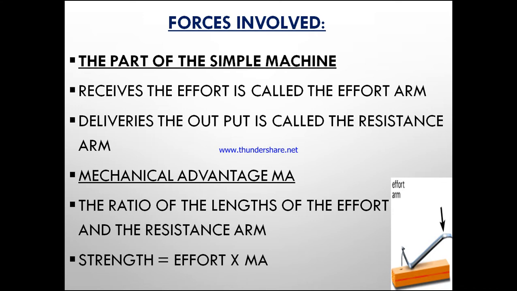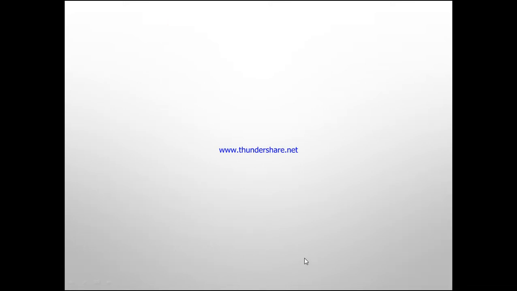Mechanical advantage, or the symbol MA, is the ratio of the length of the effort arm and the resistance arm. For example, if the length of the effort arm is 10 centimeters and the resistance arm is 5 centimeters, when you calculate the mechanical advantage, you divide 10 by 5, so the ratio becomes 2 to 1. This is a ratio, and there is no measuring unit for a ratio. And the strength equals effort times mechanical advantage.